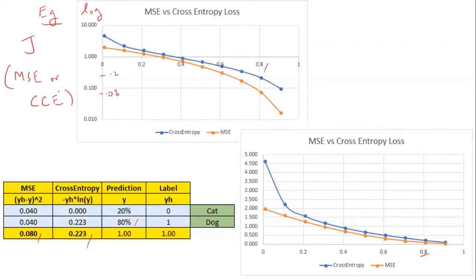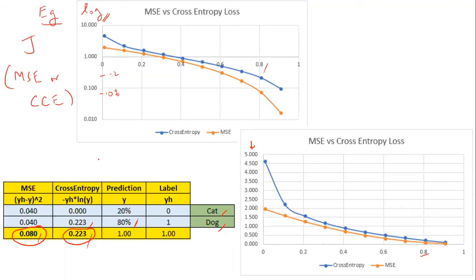So I've plotted some of these for you. Okay. So over here, I'm showing you the same example where you have a cat and a dog, and the same example, 0.8 over here, and cross entropy gives you a 0.223. We've just shown you that a mean squared error gives you a 0.08, and the cross entropy gives you a 0.223. Okay. Now I'm plotting this both on the linear scale over here and a log scale.